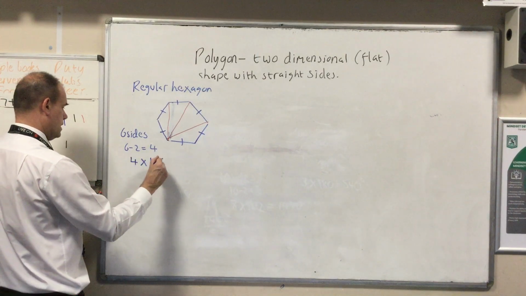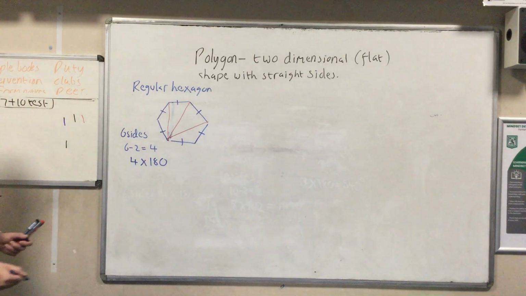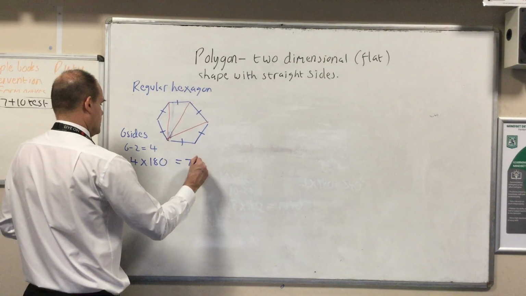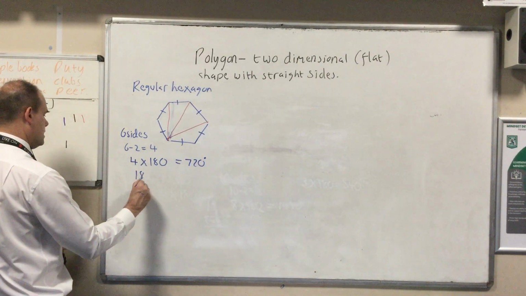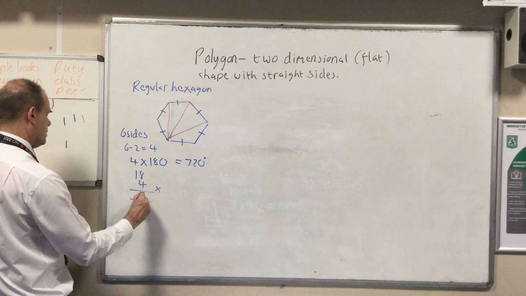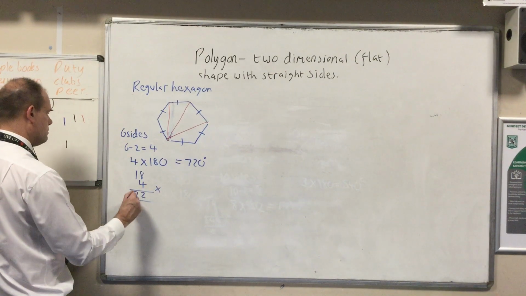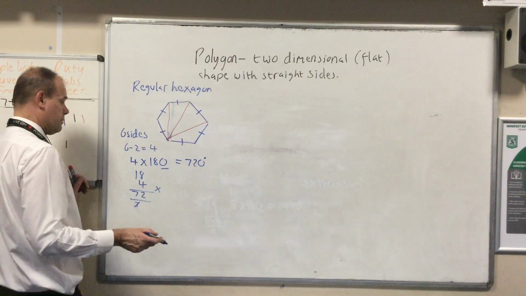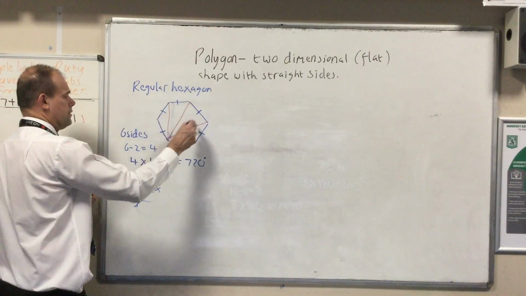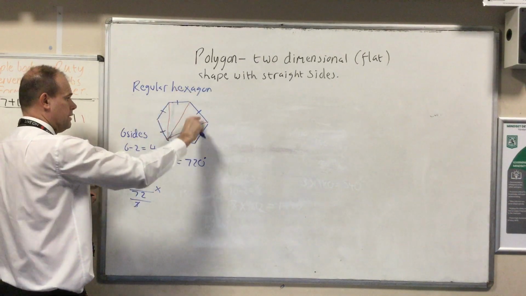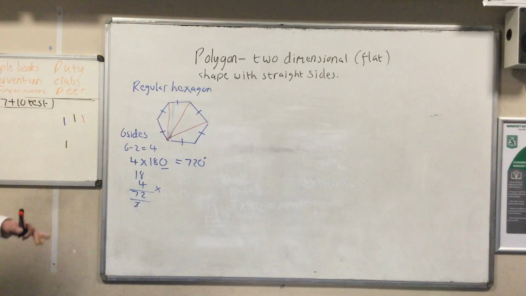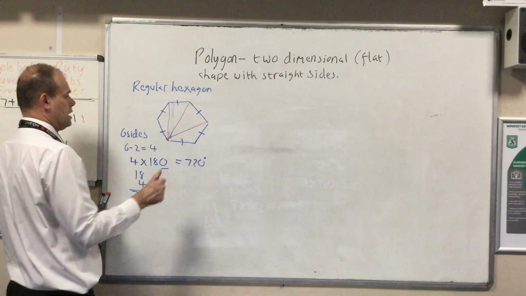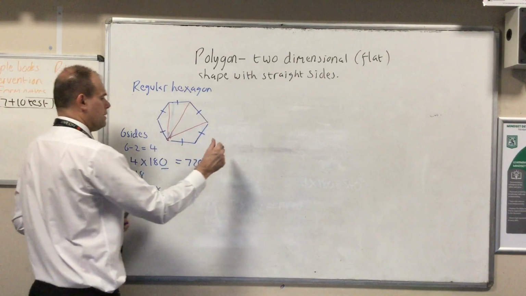4 times 180, okay, 720 degrees. Just check my maths there. Always check your work. 8 fours are 32, 1 four is 4, add 3, 72, put the 0 back on the end, 720. Now, because it's regular, normally what you have is you're given 5 of the angles. If it was irregular, you get 5 of the angles, then add them up and then take them from 720, that gives you the missing one. But because this is a special type, i.e. all angles are the same, then you share it out.